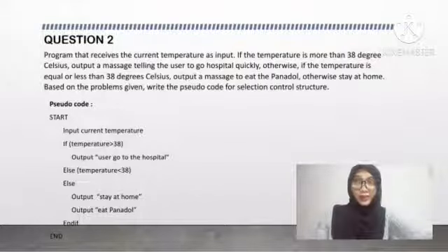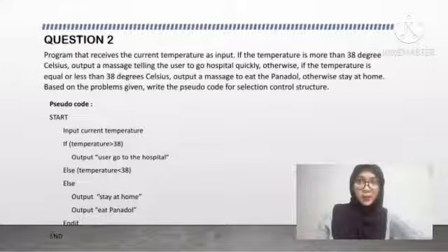Okay, in problem-based exercise 2, I explain question 2. So, the question is a program that receives the current temperature as input. If the temperature is more than 38 degrees Celsius, output a message telling the user to go to hospital quickly. Otherwise, if the temperature is equal or less than 38 degrees Celsius, output a message to eat the Panadol. Otherwise, stay at home. Based on the problem given, write the pseudocode for selection control structure.